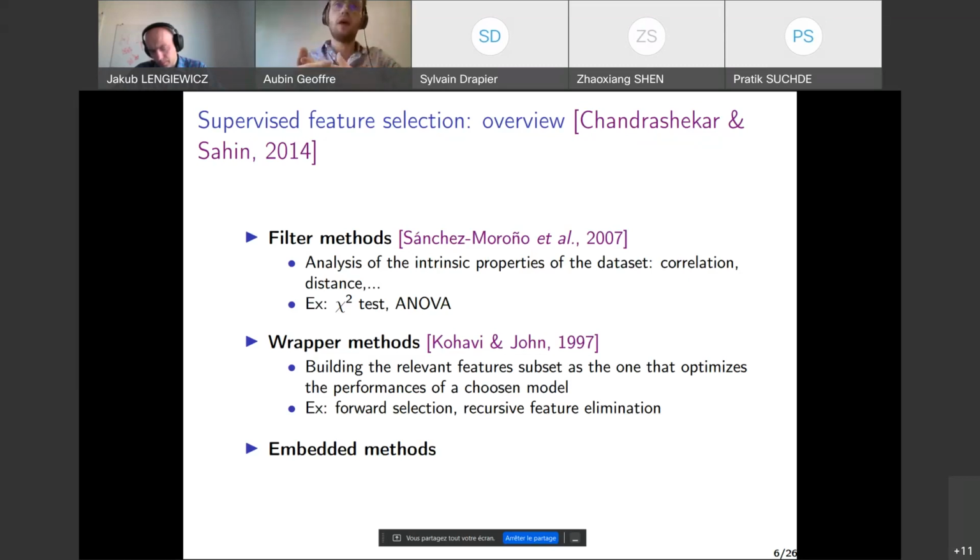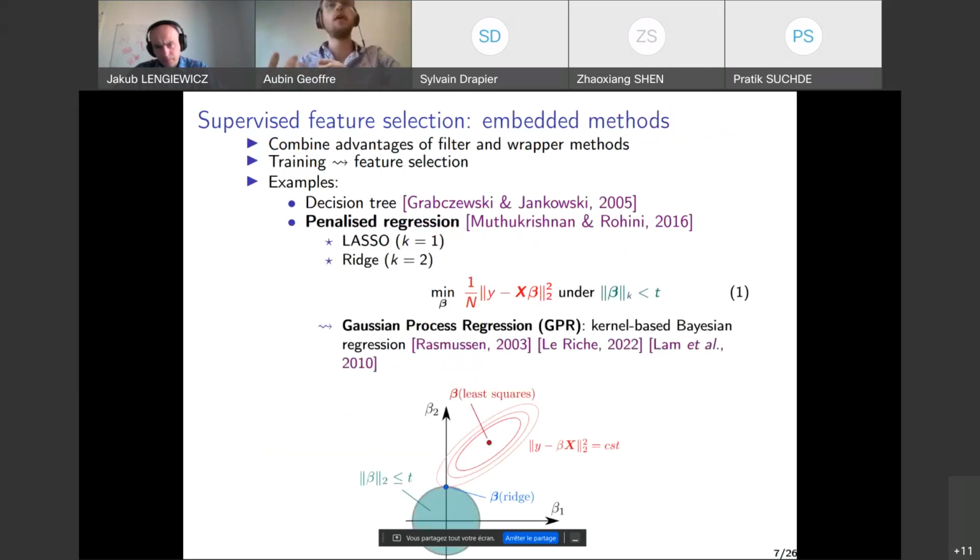And at last, and it's the technique under consideration here, we have embedded methods that gather the advantages of both, in the sense that the training of these methods directly gives feature selection. Here we can find decision trees, but also penalized regression, such as lasso or ridge regression, which is basically a least squares method under some constraint. These methods are quite close to the one we are describing here.